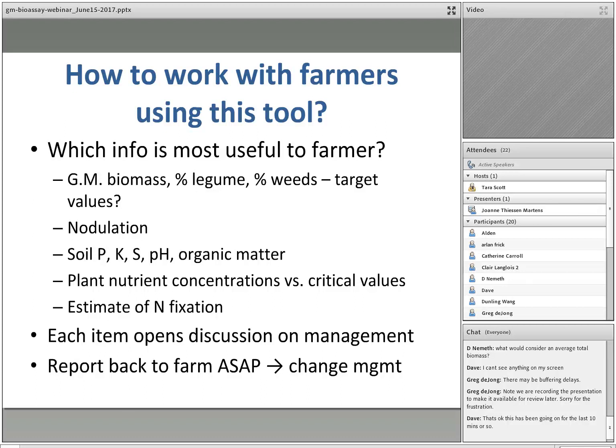It's just like if you get a blood test done and the doctor just hands you the results and says, there you go, it's not really that helpful. Instead, you need to know how to deal with those results. And as I said, you want to report back to the farm as soon as possible because they may want to be actually changing their management.